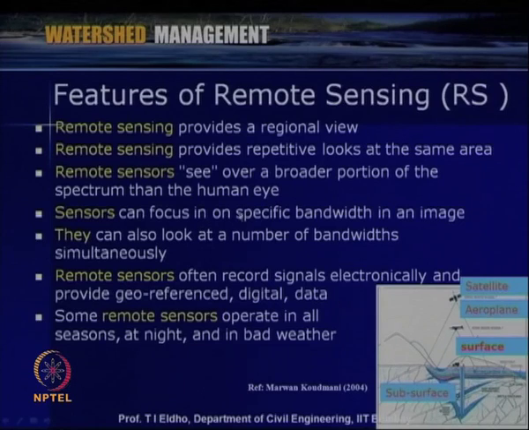The sensors can focus on a specific bandwidth in an image, as I already mentioned in the previous slide. They can also look at a number of bandwidths simultaneously. Some satellites can look into the area at a number of bandwidths simultaneously, and that is the advantage of modern satellites. The remote sensors often record signals electronically and provide geo-referenced digital data, whether through diffraction or reflection or whichever way it is getting back to the satellite.